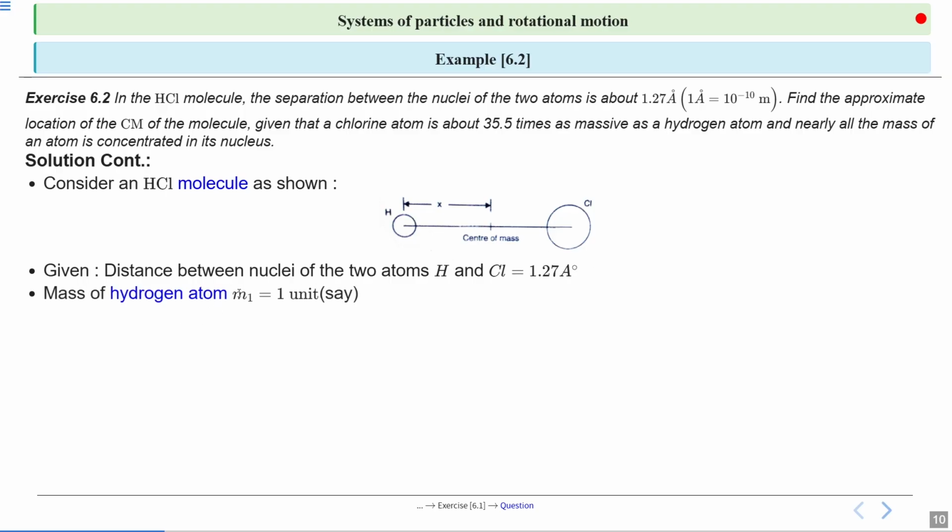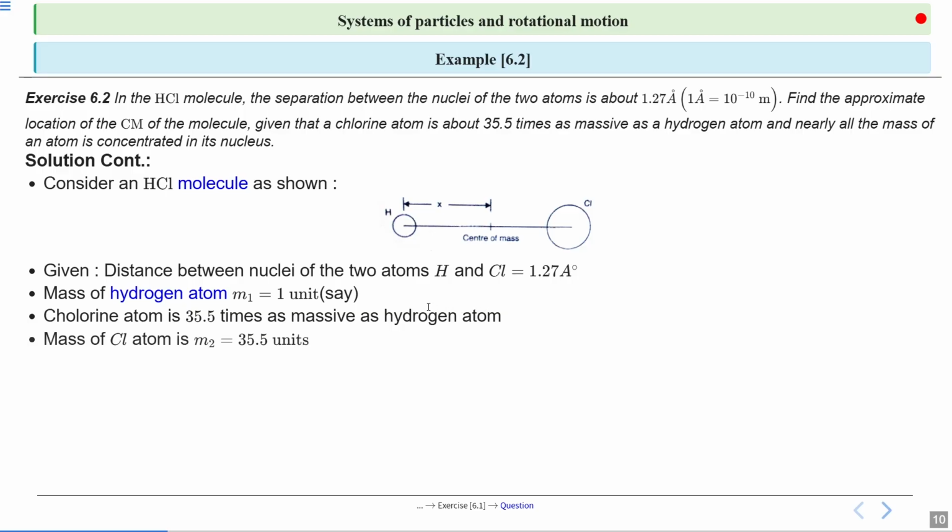And the mass of the hydrogen atom, m1, is equal to 1 unit. We consider here the chlorine atom is 35.5 times as massive as the hydrogen atom. All right. So the mass of the chlorine atom, m2, is equal to 35.5 units.